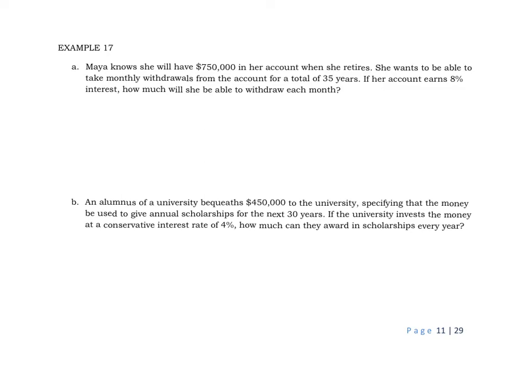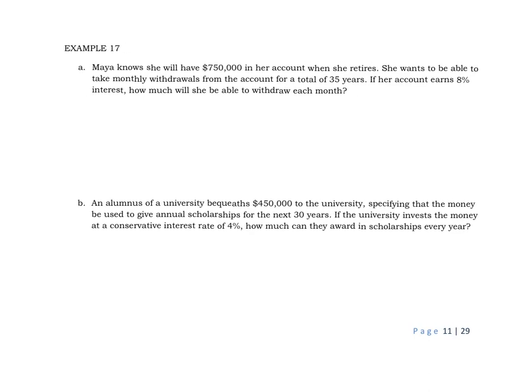Finance example 17. Maya knows she will have $750,000 in her account when she retires. She wants to be able to take monthly withdrawals. Okay, it's already sounding like a payout annuity. And so it looks like this time we're given the principal.